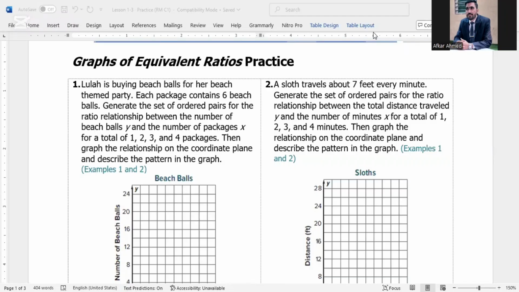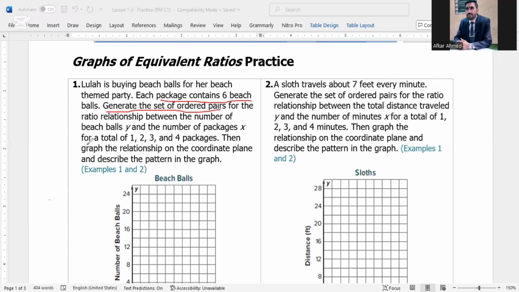Today I'm going to discuss lesson 1.3, the graphs of equivalent ratios. The number one question is about Realize buying beach balls for our beach theme party. Each package contains, that is, if you have one package, there are 6 beach balls in one package. Then it asks us to generate the set of ordered pairs. Ordered pair means you have to generate the values of x and y for a ratio relationship between the number of beach balls y and the number of packages x.